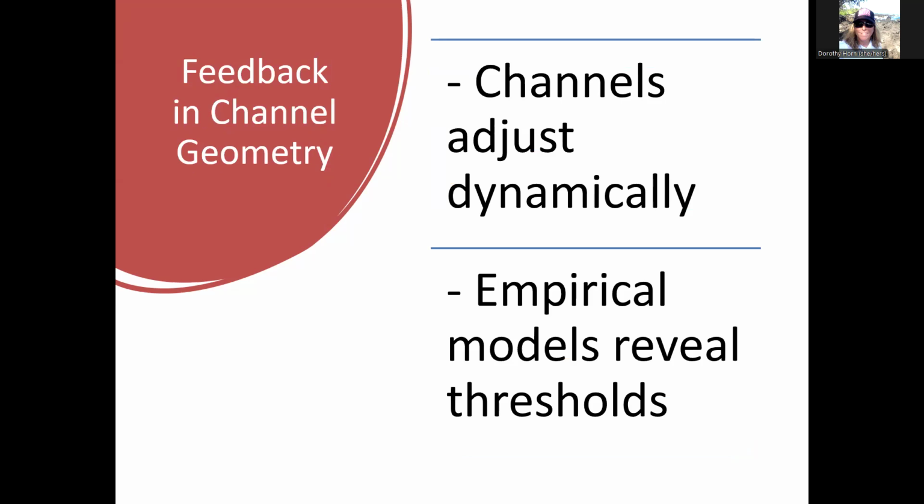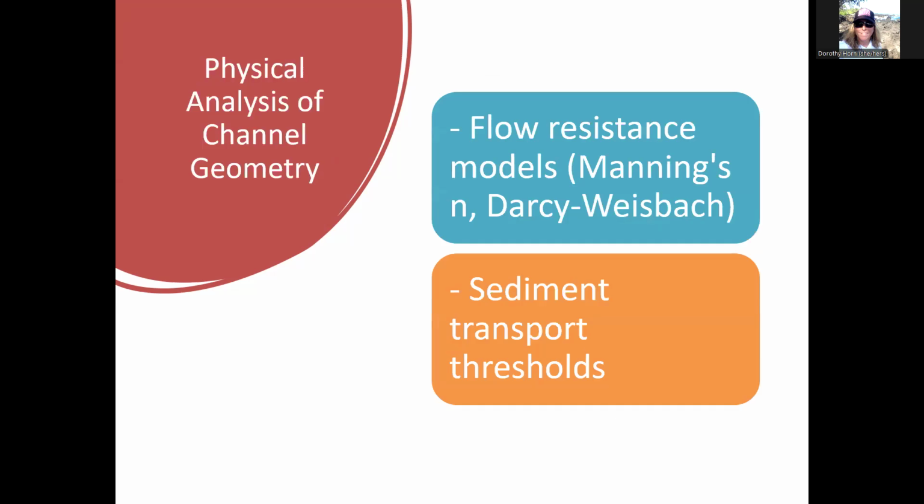And so we use these models to try to find the thresholds, right? The river should do this to this point, and then something else will change. That's what I mean by those modeling the thresholds. So you have flow resistance models, and that's the physical analysis, right? Like figuring out exactly what the resistance is going to be until something changes. And then those sediment transport thresholds.